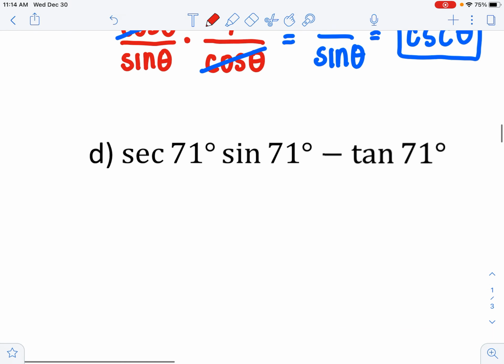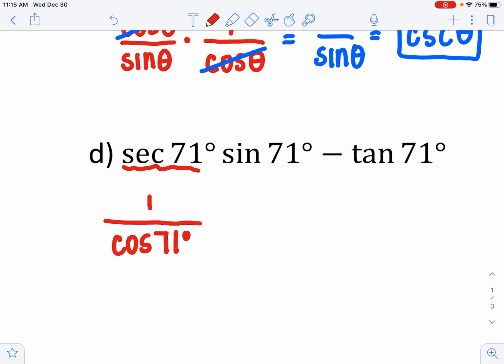Okay, next one. First thing I notice is all 3 angles are exactly the same. 71, 71, 71. So this is good to go. I'm going to start by looking at secant and saying, should I keep it or should I change it? Since it's secant, I'm going to change it. 1 over cosine of 71 degrees times. Since this is sine, I'm going to keep it. So I'm going to put sine of 71 degrees over 1 minus.